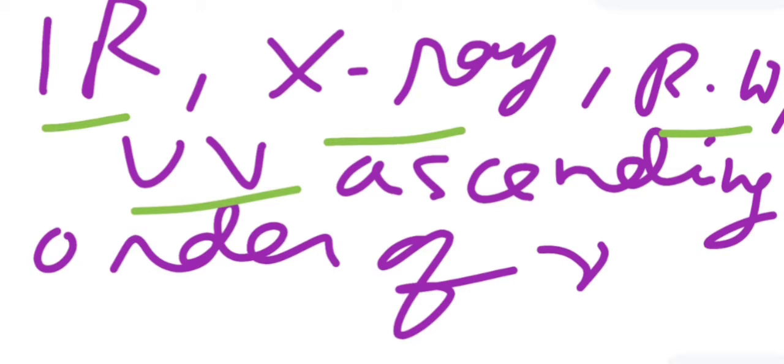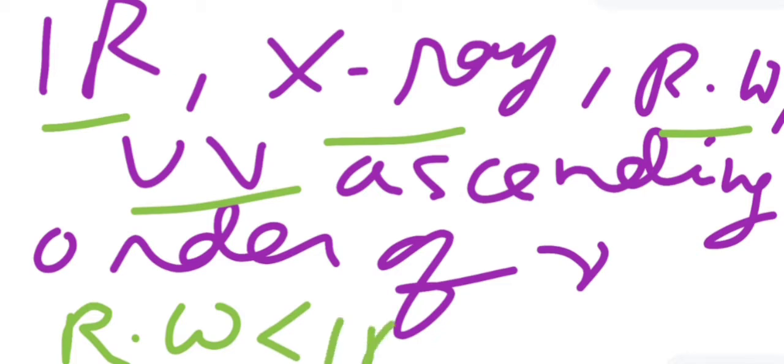So how are we going to arrange? What will come first? Ascending means greater and greater, so we have to put the least frequency first. Which one is the least frequency? Radio waves. Least frequency, ascending order. Next will be which one? After radio waves, infrared rays.